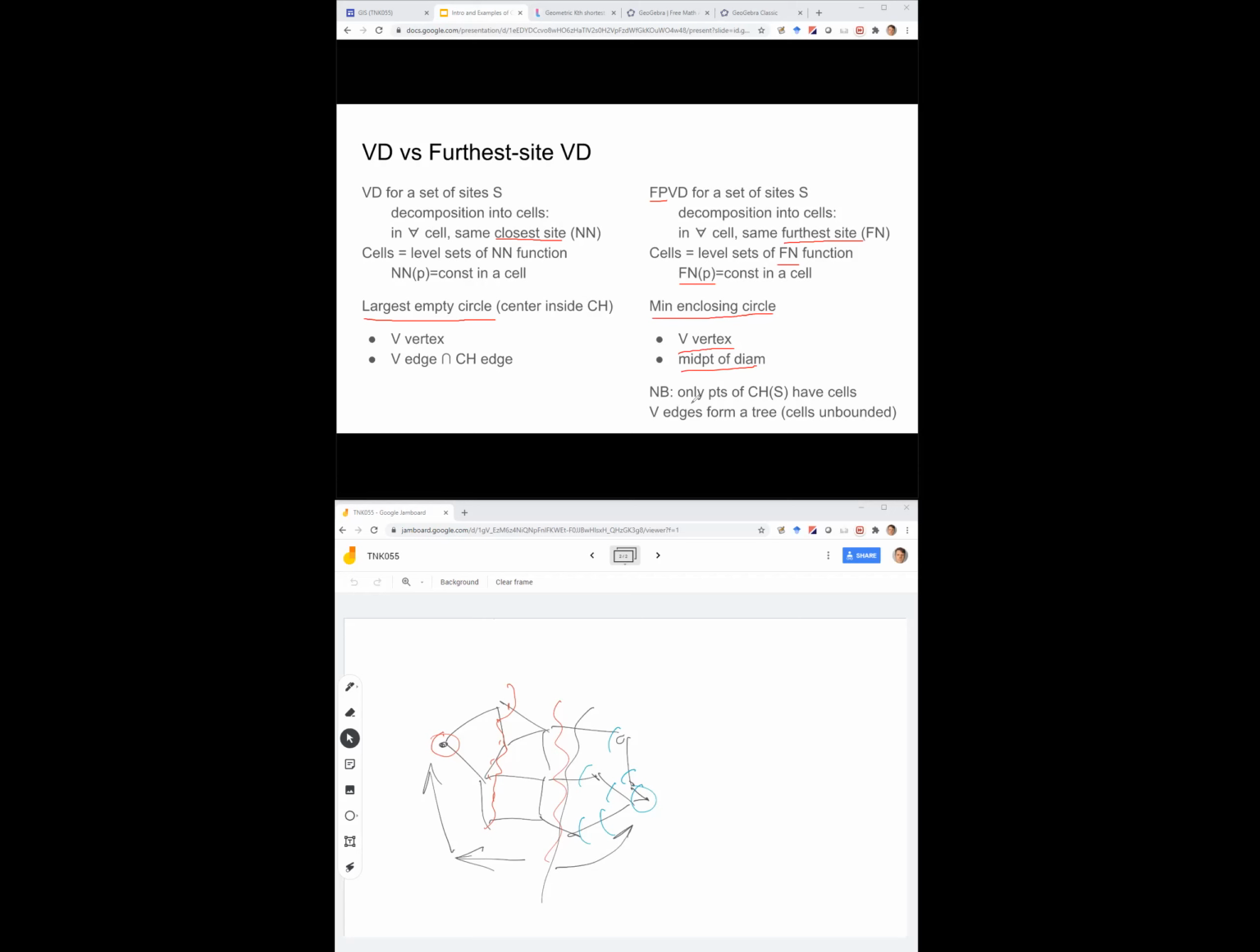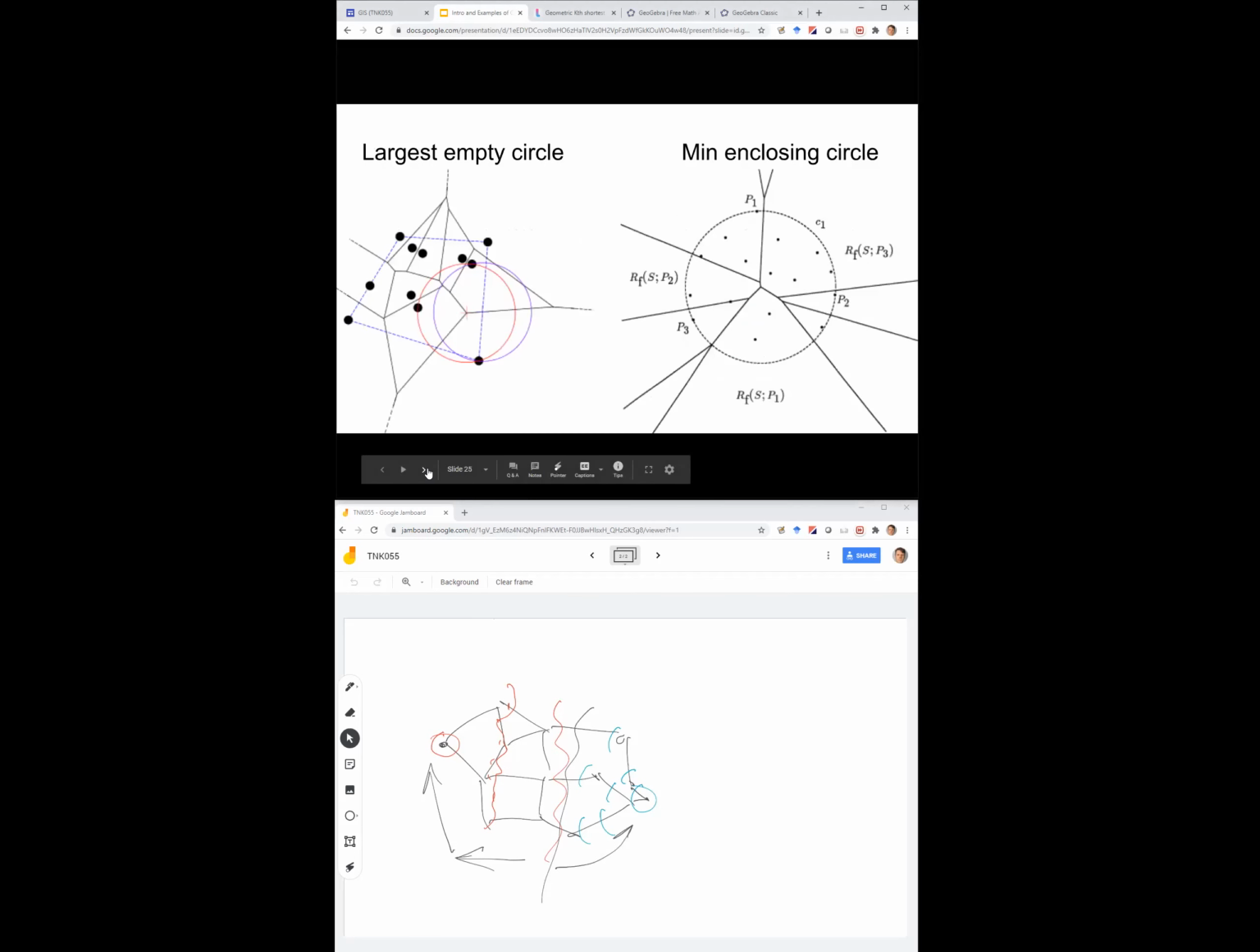So we will see it on the next slide, the farthest point Voronoi diagram. Only the points on the convex hull of the sites will have cells, and the edges will form a tree. Instead of talking about that, let me show you the farthest point Voronoi diagram. Here on the right, you have the farthest point Voronoi diagram of a set of sites. These are the dots. And those points that are kind of inside the set of sites are never farthest. They are not farthest for any point in the plane.